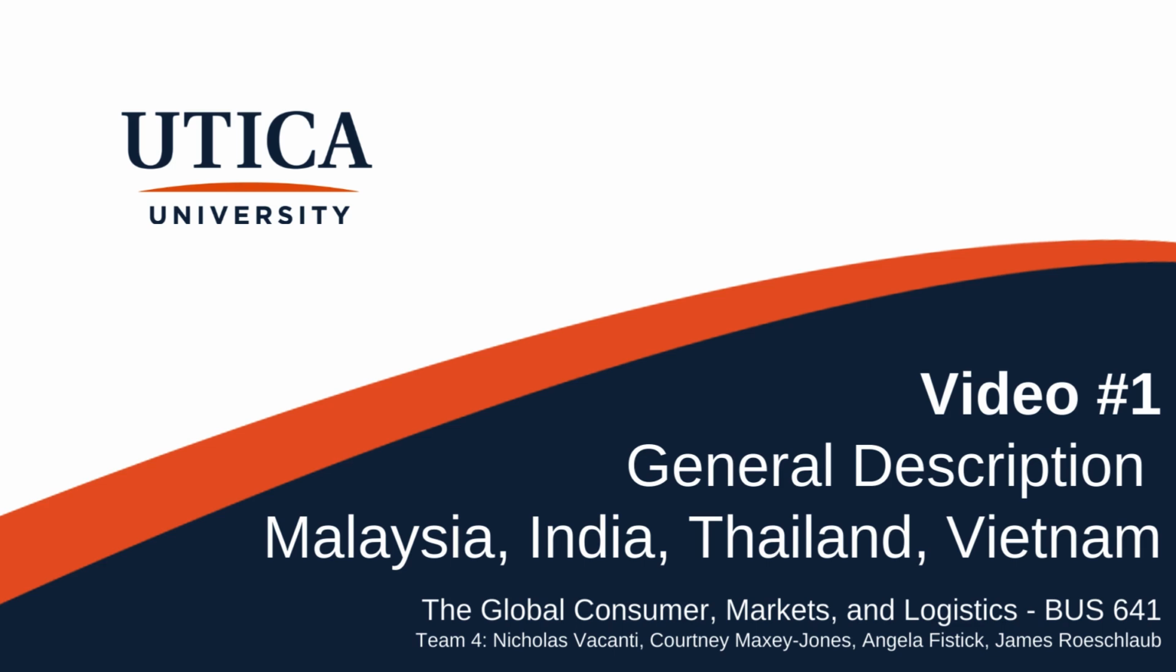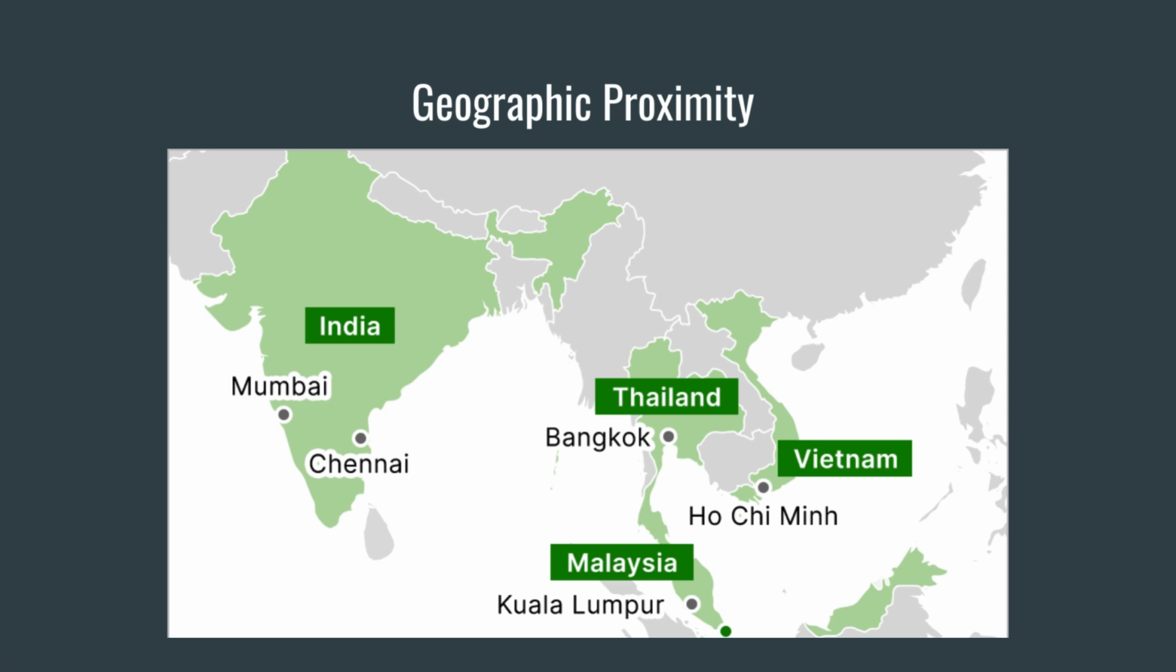This is Video 1, a general description of our area of interest: Malaysia, India, Thailand, and Vietnam. Starting out, these are 4 countries that are in geographic proximity to each other, located in Southeast Asia. They all have significant coastal availability and significant port cities for facilitating trade and movement of goods across the seas.